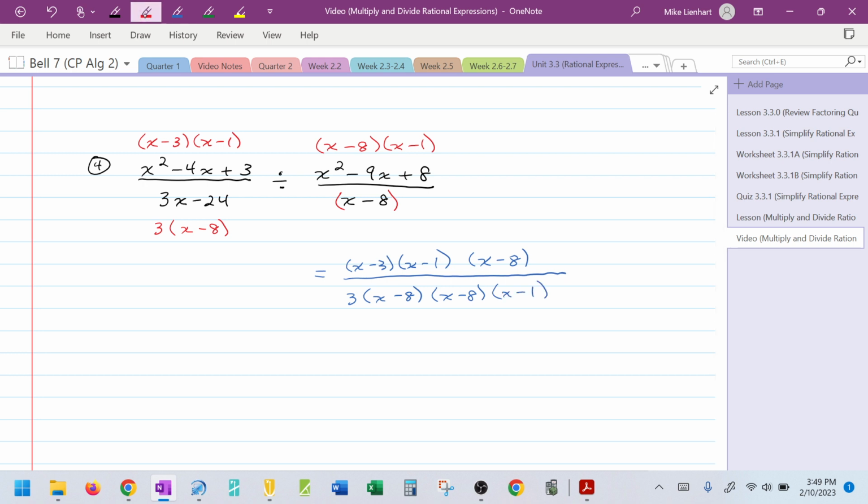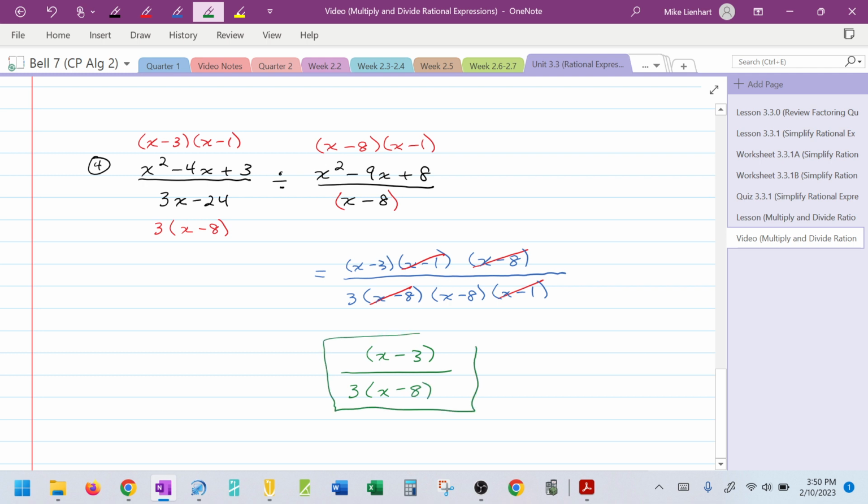I start on top and look to see what I can cancel. X minus 3, got nothing on the bottom. X minus 1, I got one on the bottom, cancel them out. X minus 8, I've got one on top and 2 on the bottom, but I can only cancel one of them. So what's left? Well, in the numerator, I've got x minus 3, and in the denominator, I've got 3 times x minus 8. And this is the simplified form of the division. Hope this helps.